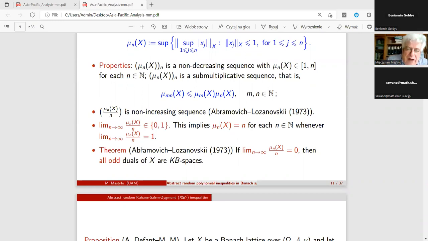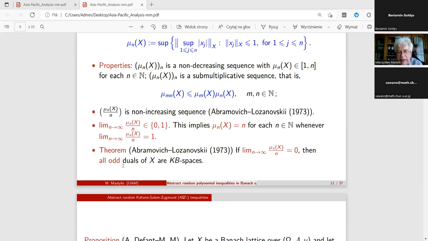This is a non-trivial fact. Maybe quickly, because if you calculate this m constant for the dual, it is the same as for the original space. Then, if you know that the limit is zero, from this equality I told you, you can get that all of the duals are Grothendieck Banach spaces.